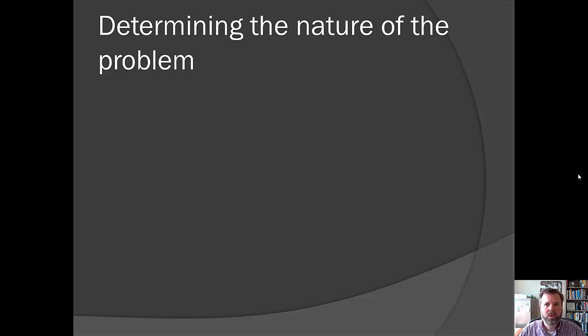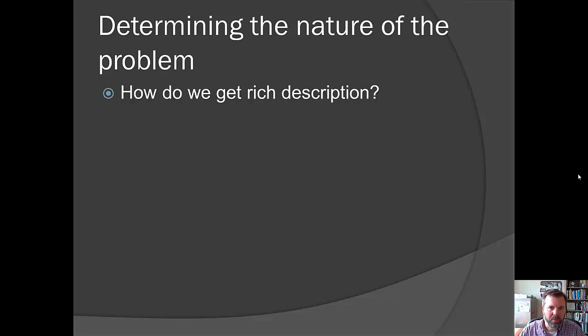When we want to determine the nature of the problem, we want to think about, well, how are we going to get this rich description? What we tend to do is our more naturalistic, descriptive, informal assessments. Observe someone communicating in a functional situation. Interview other stakeholders, so teachers, parents, siblings, spouses, and really try to find where we see some strengths, where we see some weaknesses, where the breakdowns occur.